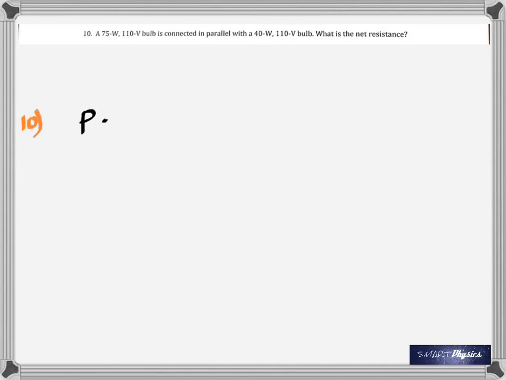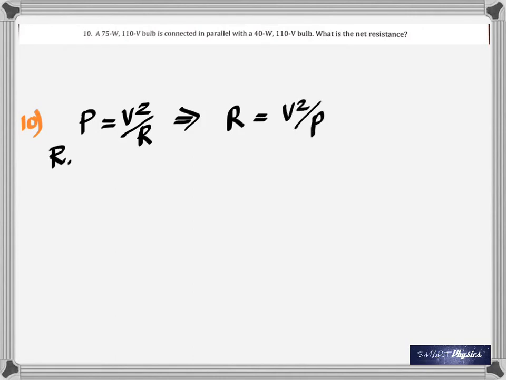Brings us to the last question, and in this last question it's a 75 watt 110 volt bulb connected in parallel with a 40 watt 110 volt bulb. So both are 110 volts, but their powers are different. We have to find the net resistance. Surely we can use the power formula that involves the voltage and the resistance and make the resistance the subject. This will give us the resistance of the filaments.